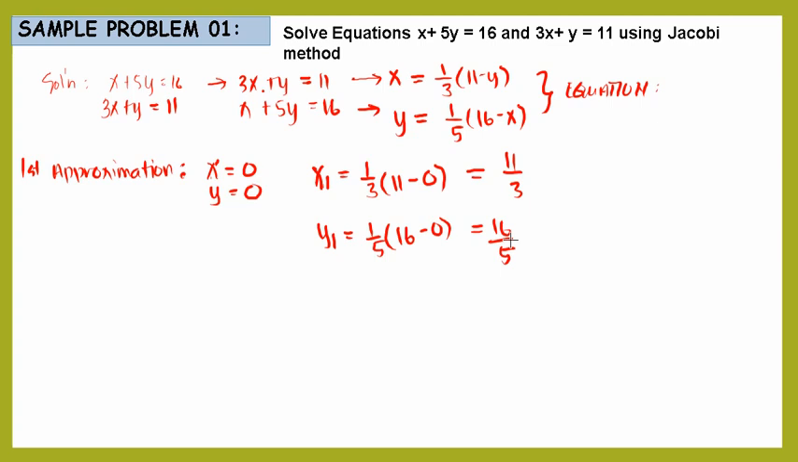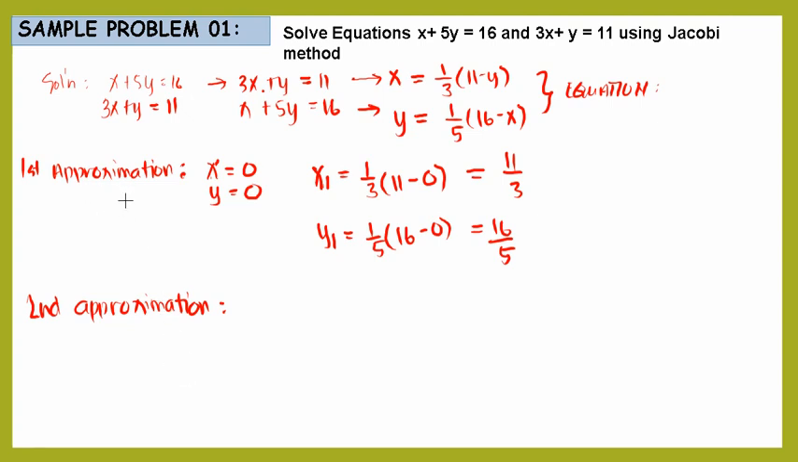That will now be our value for our first approximation of x and y. Okay, let's proceed to the second approximation. Kasi sabi natin, yung iteration natin, mag-stop lang siya pag parehas yung magkasunod na iteration natin. So, ngayon, ang second approximation natin, ano na ngayon yung value ng x and y natin?